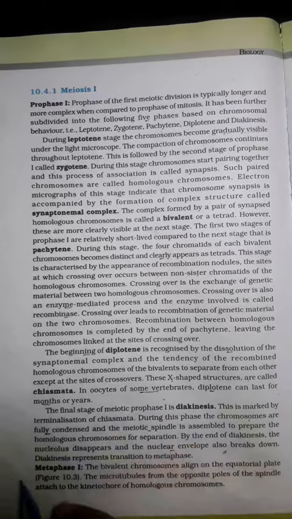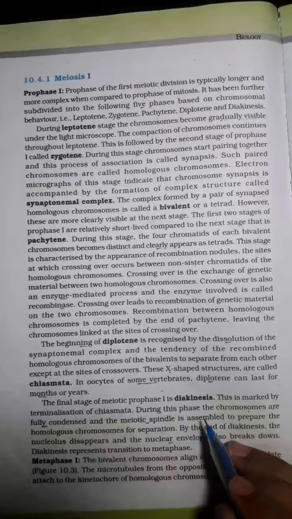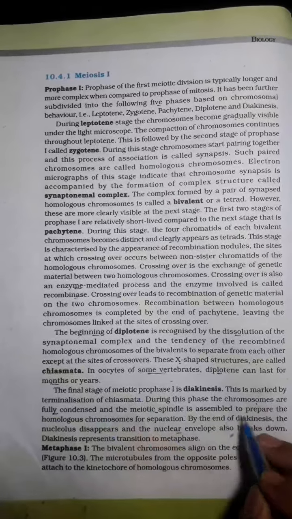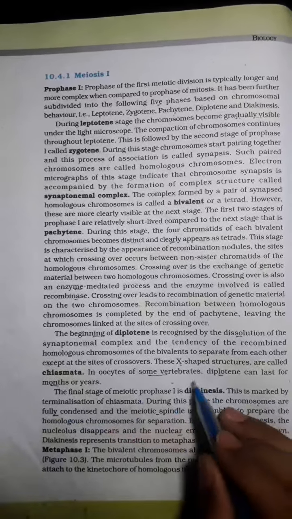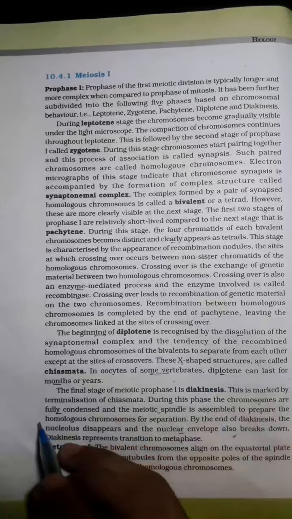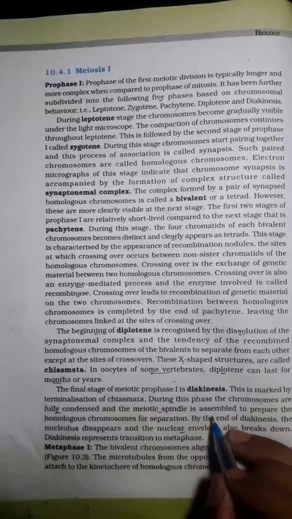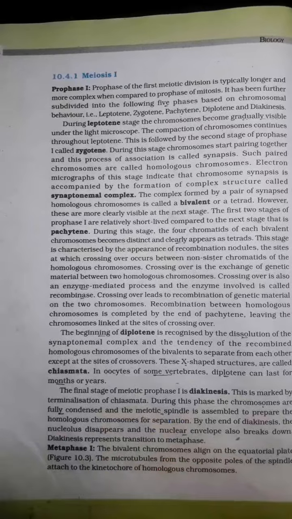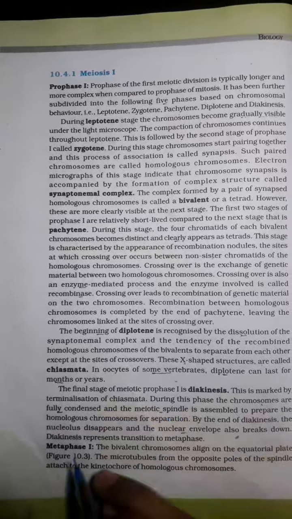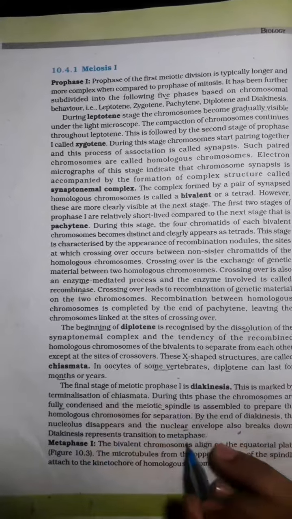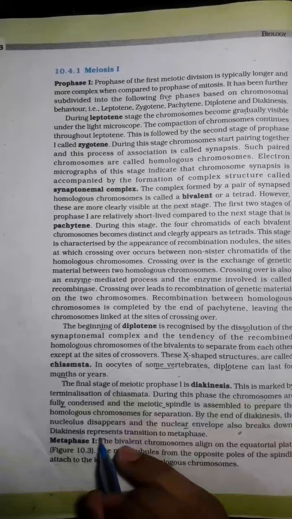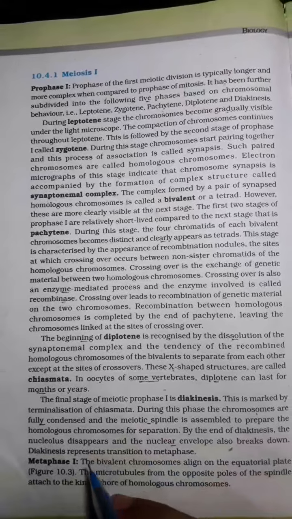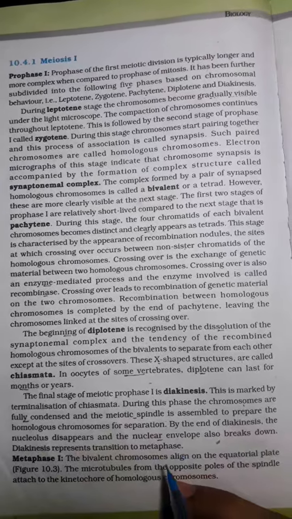So the final stage of meiotic prophase 1 is diakinesis and the terminalization of chiasmata. In diakinesis, the chromosomes fully condense and the meiotic spindle is assembled to prepare the homologous chromosomes for separation. By the end of diakinesis the nucleolus disappears and the nuclear envelope breaks down. Diakinesis represents the transition to metaphase.